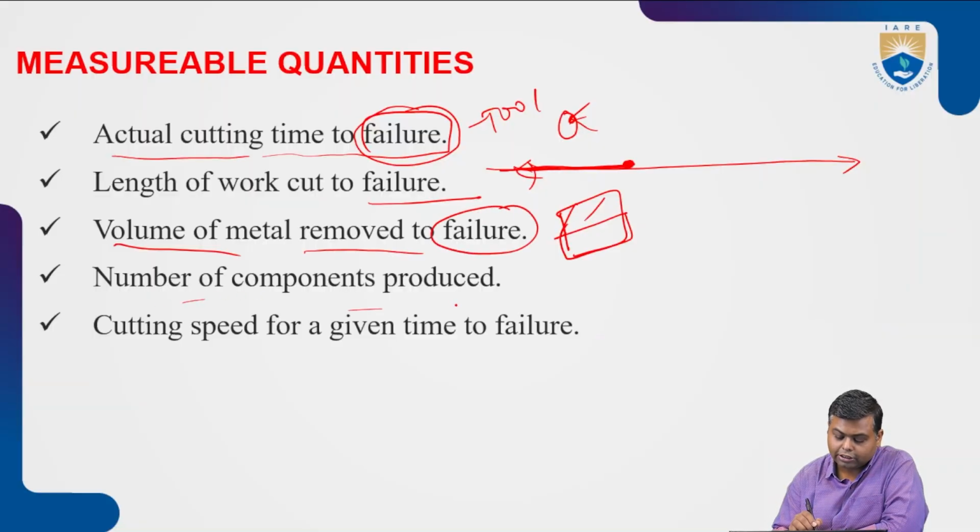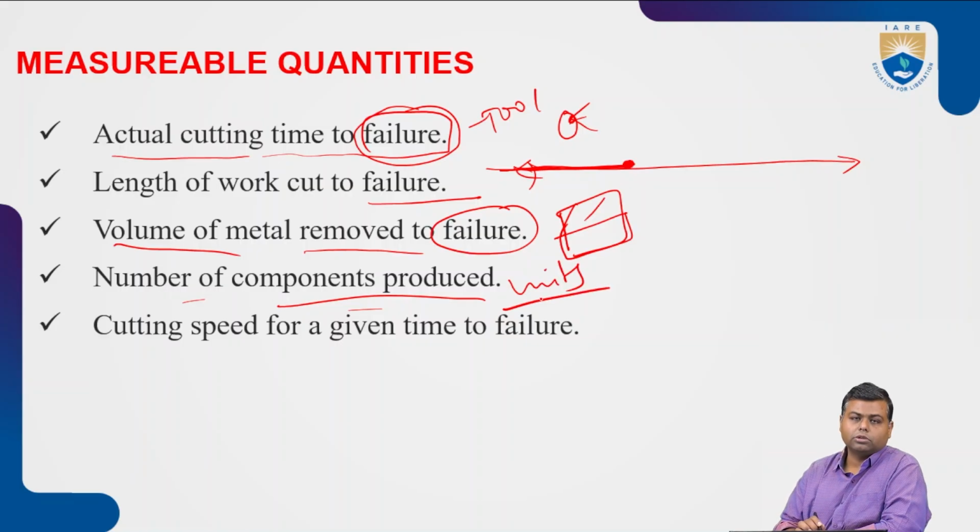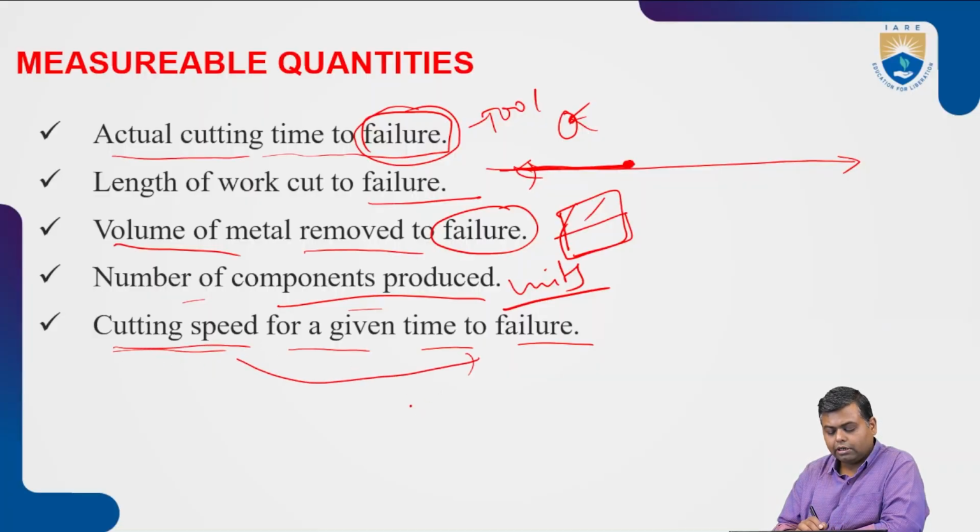Next, number of components produced. So number of components is directly nothing but units produced. Next, cutting speed for a given time to the failure. So the parameter cutting speed is very much important: how much speed you are maintaining over a time to the failure. So these are all the measurable quantities of the tool life.